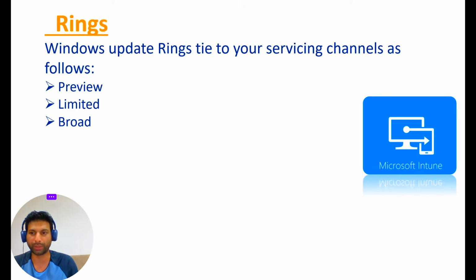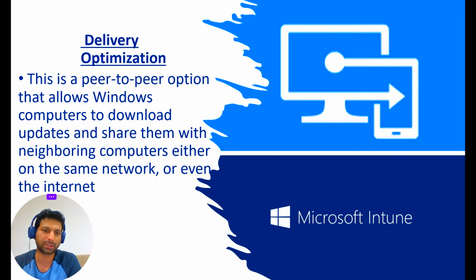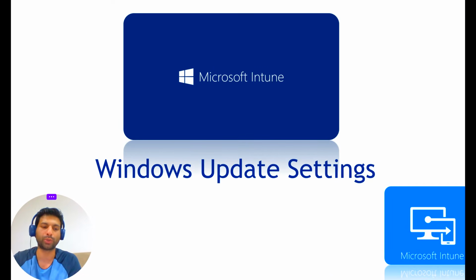We group our machines according to the time frame when the machines should get the updates: preview, limited, and broad. Now, at last, we discuss delivery optimization. This is a peer-to-peer option that allows Windows computers to download updates and share them with neighboring computers, either on the same network or even on the internet. So this is an overall picture of Windows update settings through Microsoft Intune.